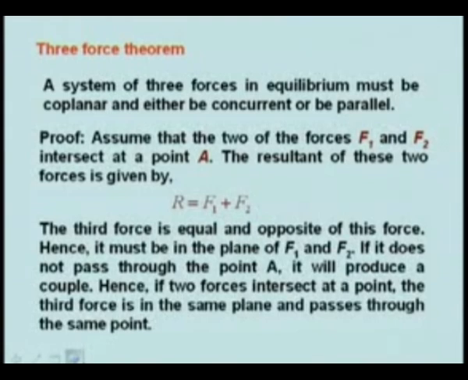Hence, if two forces intersect at a point, the third force passes through the same point. That means the third force should also intersect. Otherwise, if you have two forces and you take their resultant, the third force may be somewhere else, and then it will produce a couple. Therefore, if the forces are non-parallel but in the same plane, then they must be concurrent.